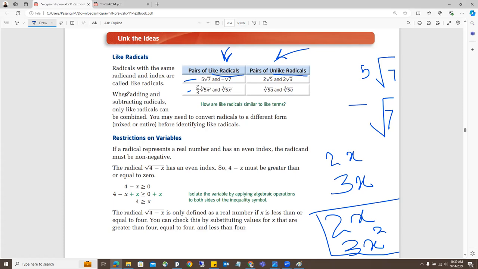So here they are saying when adding and subtracting radicals, give me 1 minute.